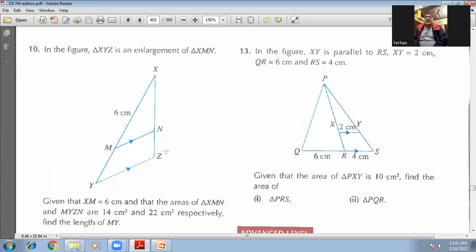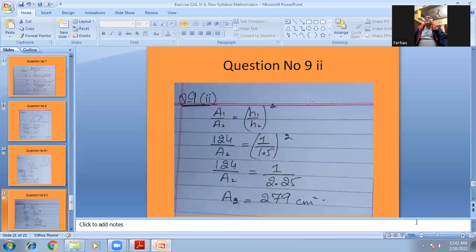Given that XM is 6 centimeter and that the areas of the triangle XMN and the quadrilateral MYZN are 14 centimeters square and 22 centimeters square. So the area of this small triangle is already given, that is 14, and that quadrilateral, which looks like a trapezium, its area is 22 centimeters square respectively. So find the length of MY. Very easily I can find the length of MY. Let me show you.